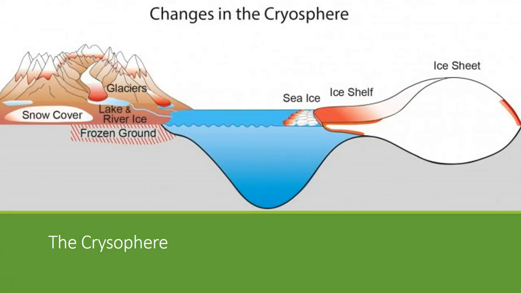Glacial ice covers approximately 10% of the Earth's surface and locks up almost 80% of the planet's fresh water. The frozen water of the world is known as the cryosphere and encompasses sea and lake ice, snow cover, ice caps, ice sheets and glaciers, and frozen ground such as permafrost.